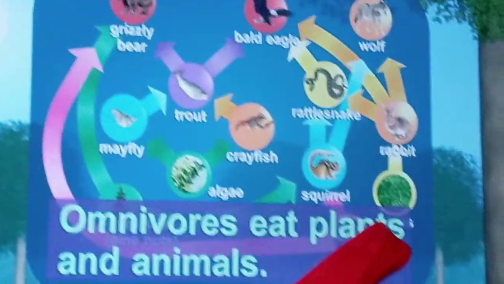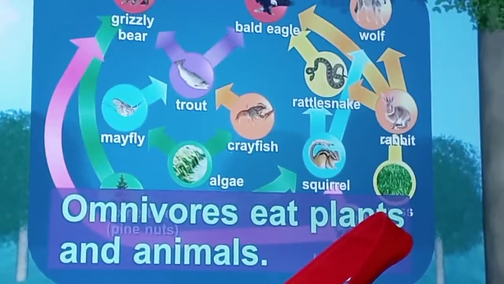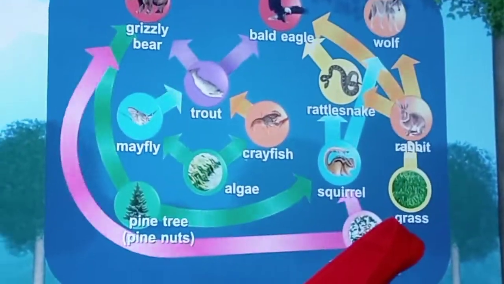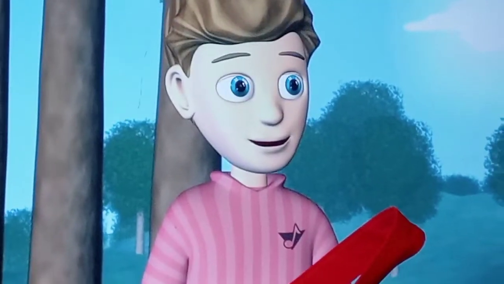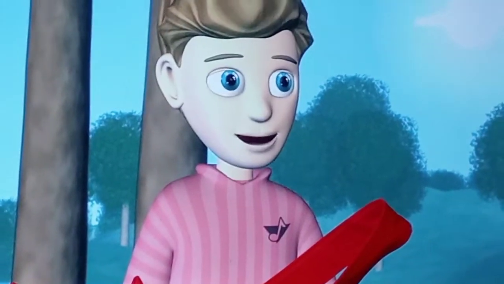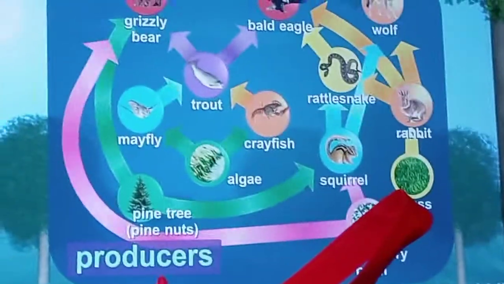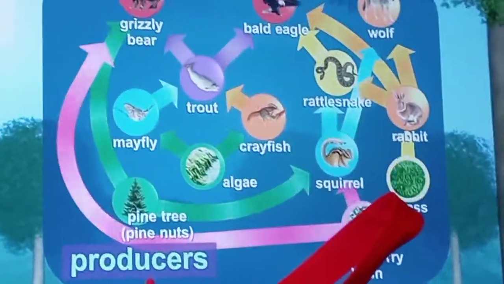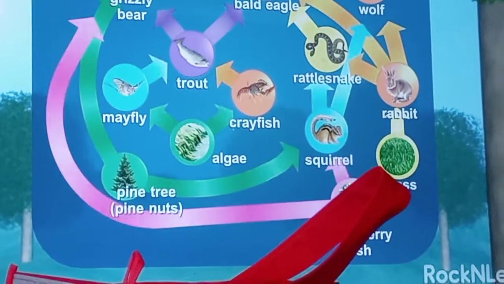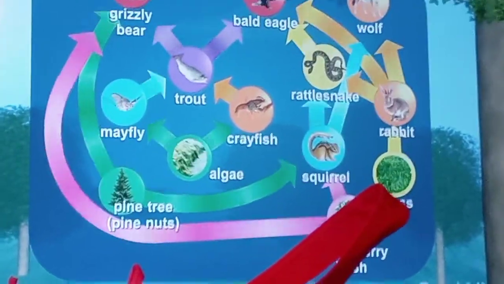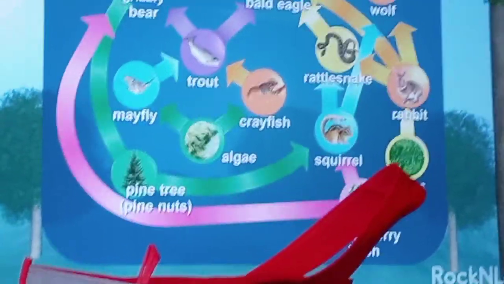Organisms that eat both plants and animals are called omnivores. Can you tell which of the animals in this food web are omnivores? Let's see. Something that eats both plants and animals. The arrows show the direction of the flow of energy, so the arrows point away from what is being eaten. The producers are the pine tree, the algae, the grass, and the huckleberry bushes. So the only animal I see that eats from the producers and other consumers is the grizzly bear.